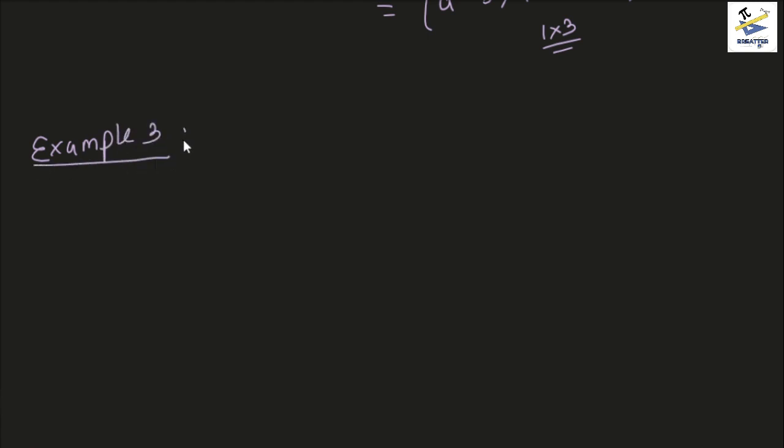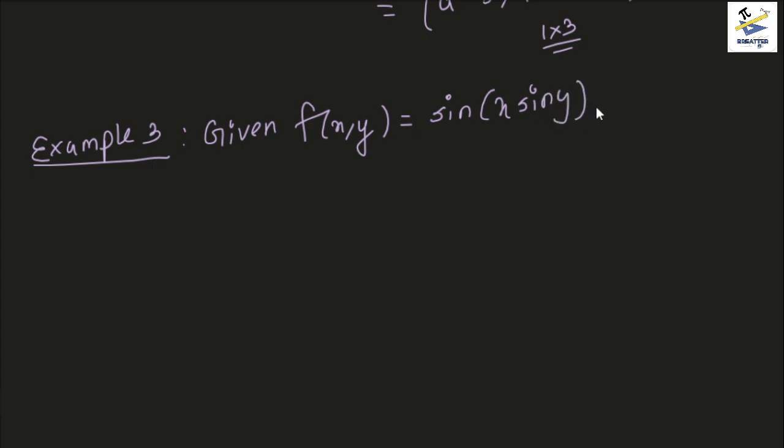So example 3: given f of x comma y equals sine of x into sine y, find df at the point a comma b. Well, it again is a two-dimensional function, and let us begin.